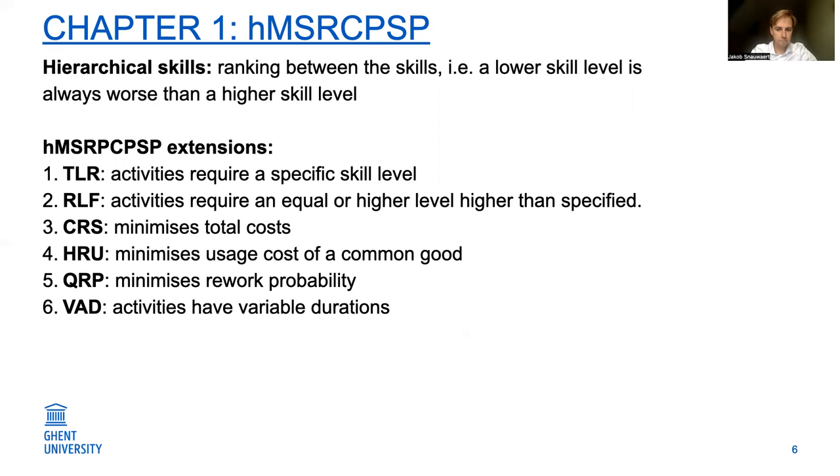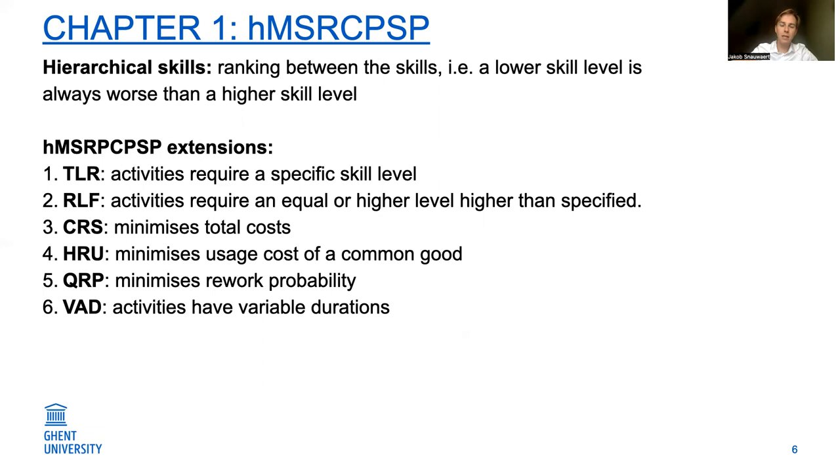But most importantly, these hierarchical skills can have a widespread variety of impacts on project scheduling problems, some of which are shown below, and these are also studied in this dissertation. I will quickly, in one sentence, explain the HMSRCPSP extensions that we will research in this dissertation. So for example, we have the task level restriction extension in which the activities require a specific skill level to be executed. Then we have the resource level flexibility extension in which activities require a specific skill level, but the specific skill level can also be executed by resources that master a skill level higher than the one specified.